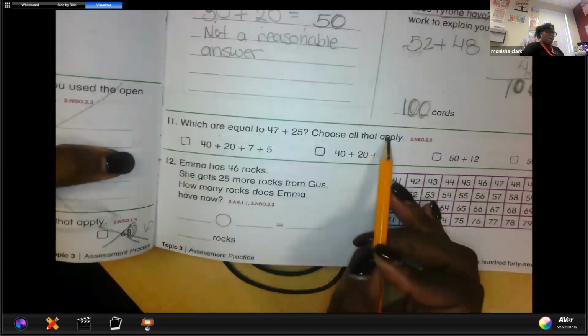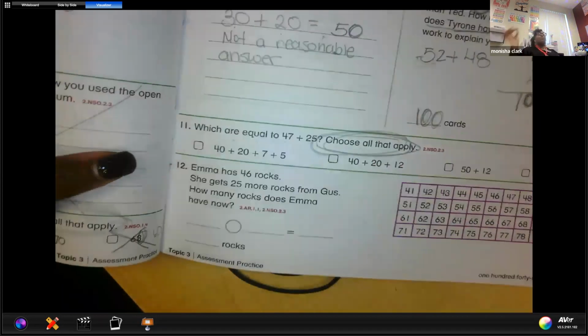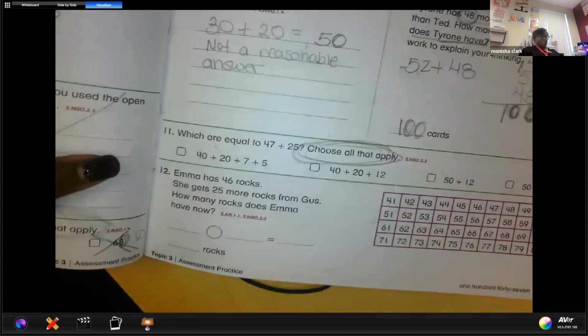Choose all that apply. That means there is going to be more than one answer.